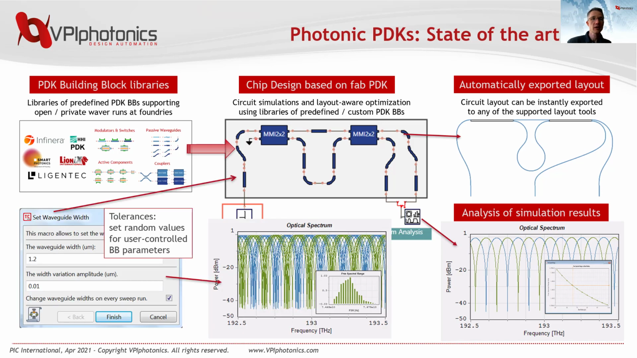Fabrication tolerances can be accounted for by setting random values to user-controlled parameters and performing statistical simulations. A typical problem with this approach is to obtain information about these random parameter dependencies. Furthermore, how can the chip behavior be predicted if not all influencing parameters and their values are known?